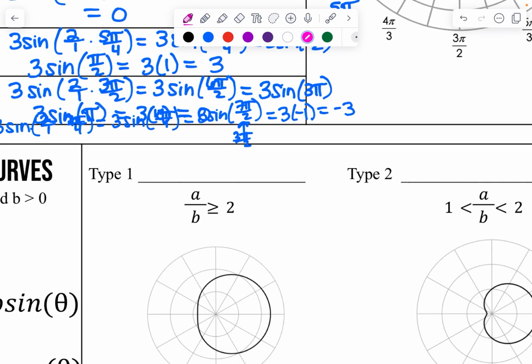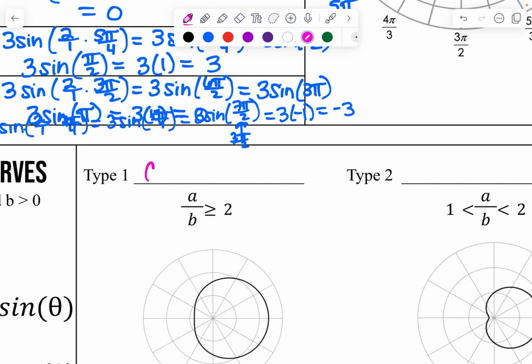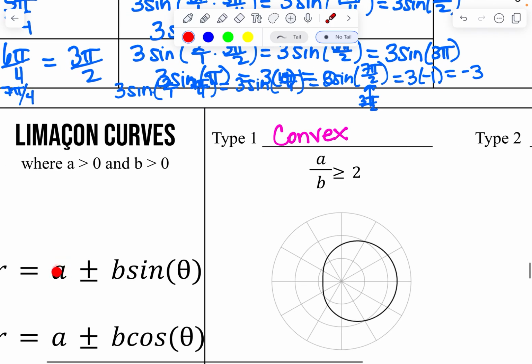So there's 4 types. The first one is called convex. And a convex curve, it's almost like flat on one side and then curved around. And this is going to happen anytime the a divided by b is bigger than or equal to 2. So if we take the number being added and divide it by the number being multiplied by the sine or the cosine, if we get something bigger than or equal to 2, it's going to create this shape called a convex Limacon.